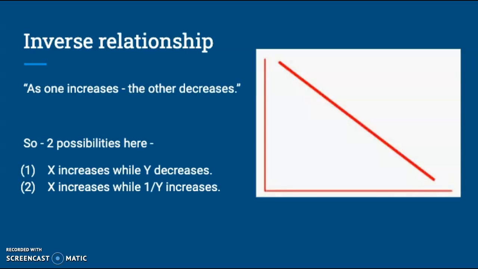An inverse relationship, you see my rule of thumb there, as one increases, the other decreases. So whatever our x-axis is here, it's increasing and the y value is decreasing. Again, it's pretty much a straight line.